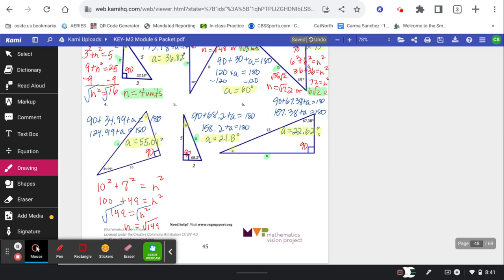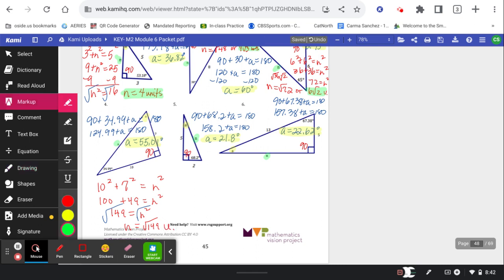149 divided by 3 doesn't work. 149 divided by 4 doesn't work. 149 divided by 6, nope. 149 divided by 7, nope. 149 divided by 8, nope. 149 divided by 9, nope. 149 divided by 11, divided by 12, 13, nope. Okay, so I'm not seeing a way that I can break down the 149. So you can just go ahead and call it root 149 u for units. And then I'll look at the decimal answer here with you in just a second.